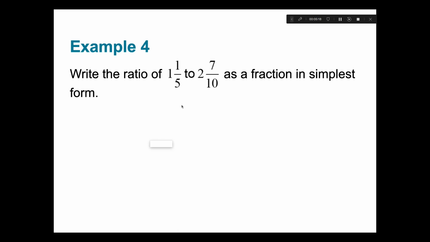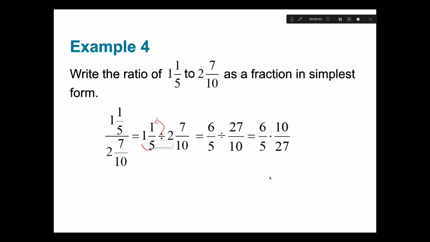The last one we're going to look at, written as a ratio, are two mixed numbers. Okay, we dealt with this a little bit when we were talking about fractions. This is a complex fraction. So what we're going to do is turn them into improper fractions. So we take our 1 times our 5, popcorn, add our 1, and that becomes what? 6 over 5. And we're going to divide that by 2 times 10 plus 7.